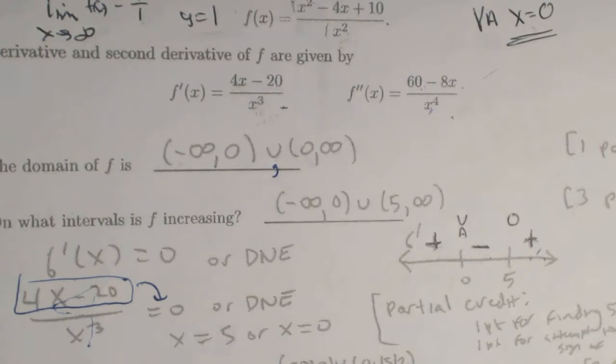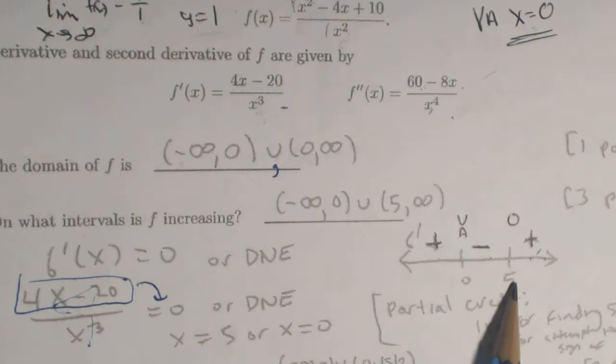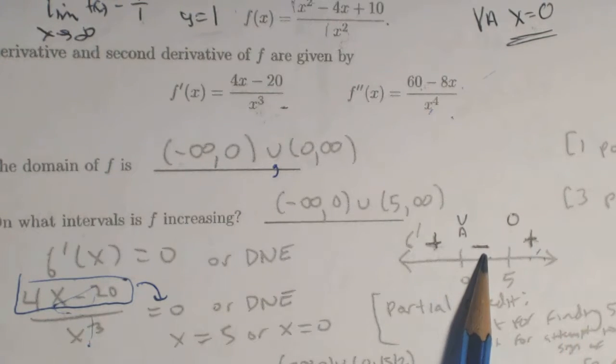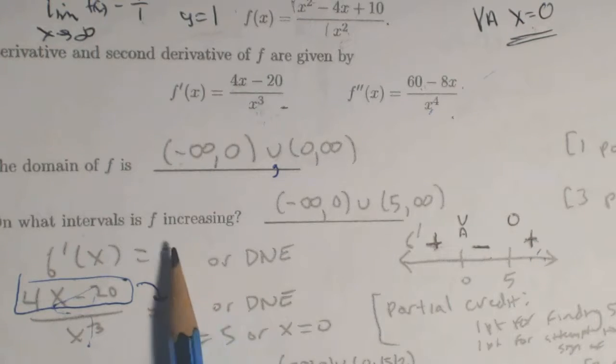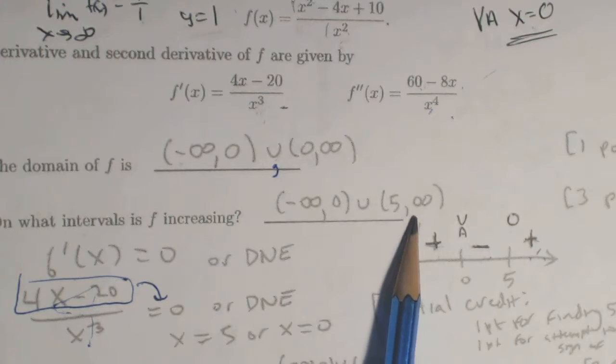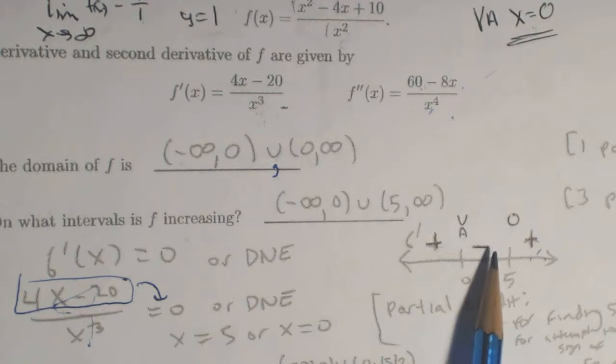All right. That tells us then that where we have the plus signs, our function is increasing. That would be negative infinity to 0 and also 5 to infinity. Where we have the minus sign here, our function is decreasing. So our answer is negative infinity to 0, and 5 to infinity, where it's increasing. We can also answer from our sign chart, part D of this question.